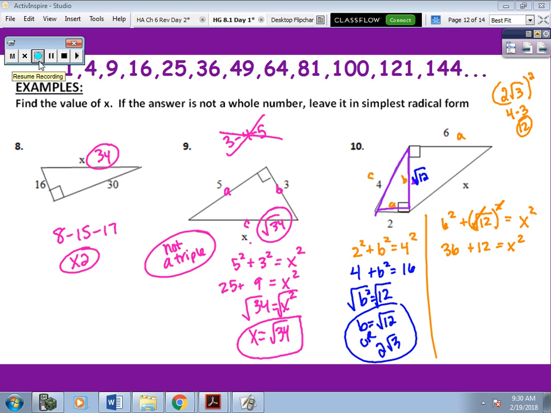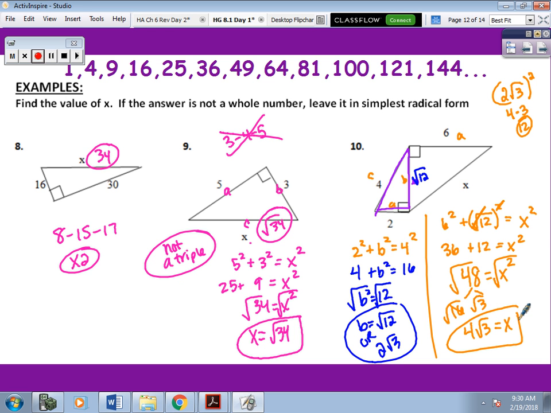And then to finish up this example, we would get, adding those together, 48 under our square with the square root. We should get x is equal to 4 root 3.